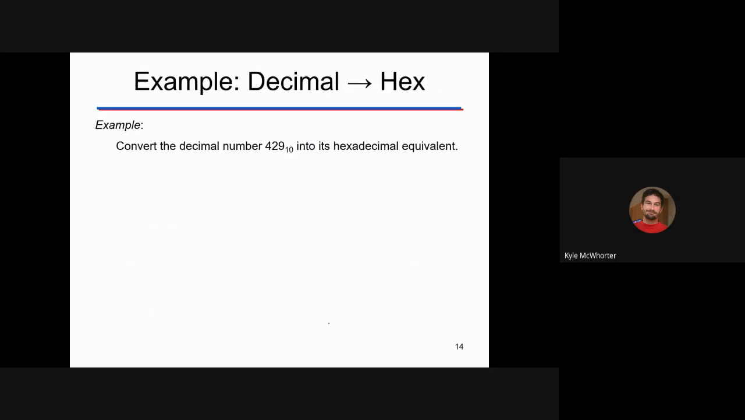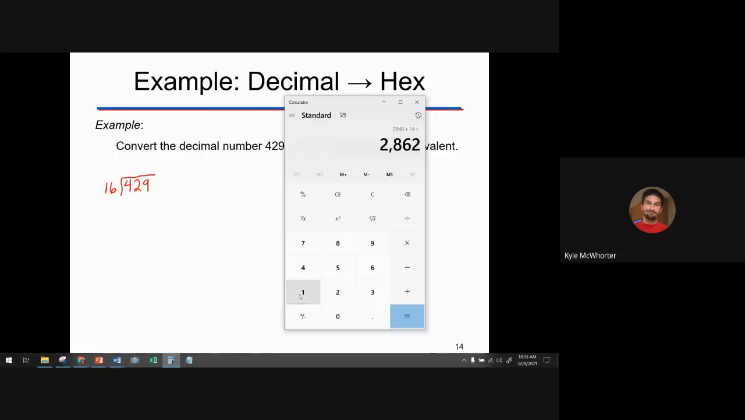All right, let's do an example here. 429, we want to convert that from decimal into hexadecimal. So 429 divided by 16. I'm going to let my calculator help me out a little bit here. 429 divided by 16 is 26 point something. So I know that's going to be a 26 up here. So 26 times 16 is 416. So 416 will go down here, and the 26 will go up here.